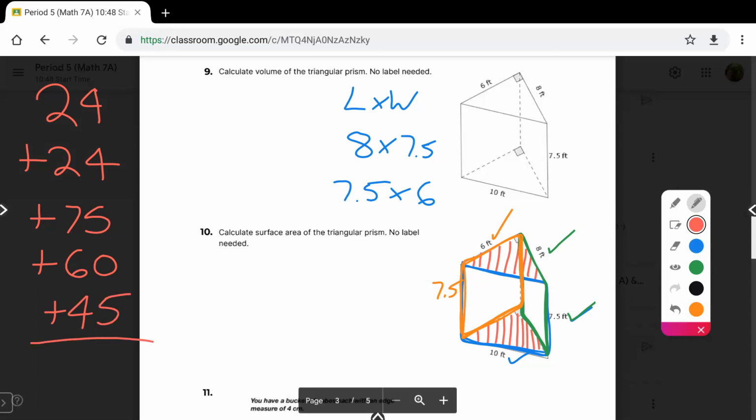Now remember, anytime you add up numbers, do them twice. Make sure your numbers match. The last thing you want to do is be that guy or that gal that can't add numbers together with a calculator. So take your time when you're doing so. 24 plus 24 plus 75 plus 60 plus 45. And then do it again for good measure. Make sure your numbers match up. And now what we have here for a surface area is 228 feet squared.